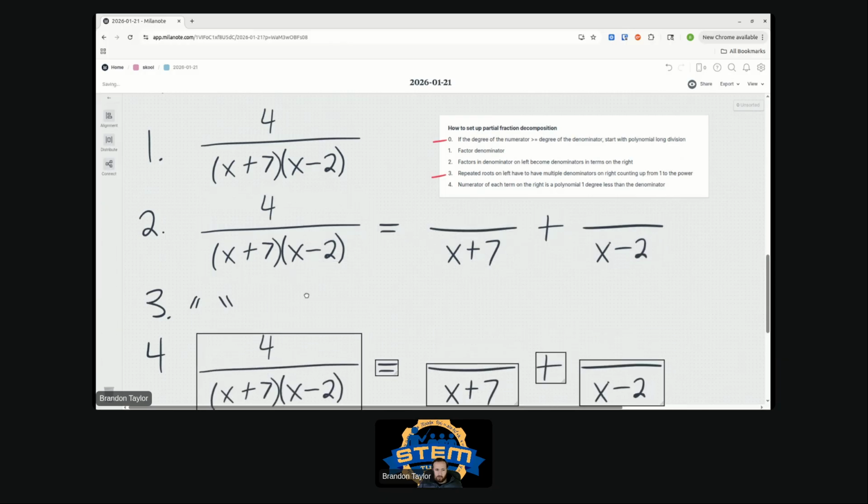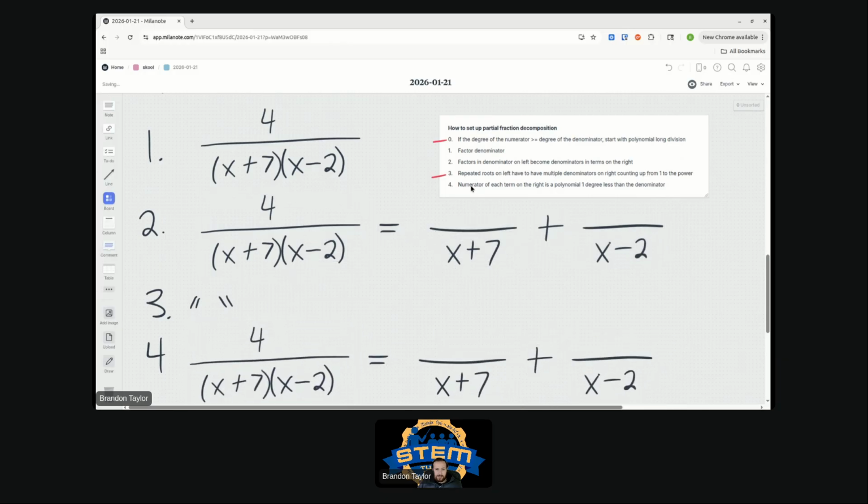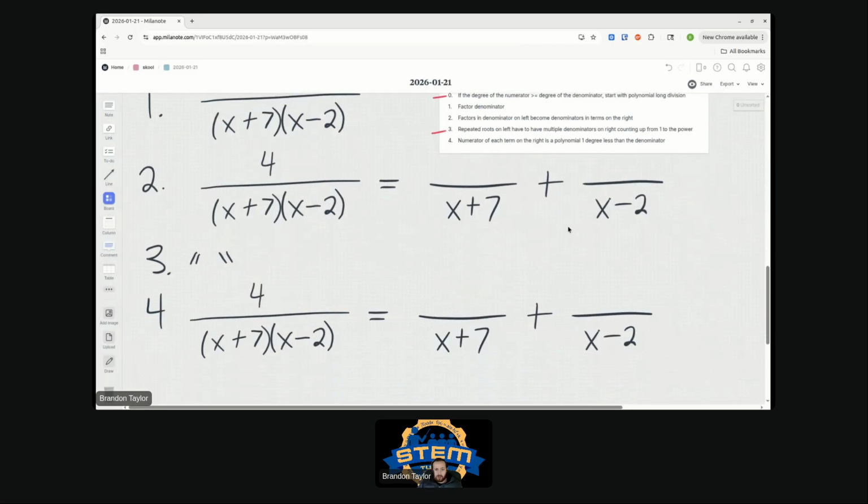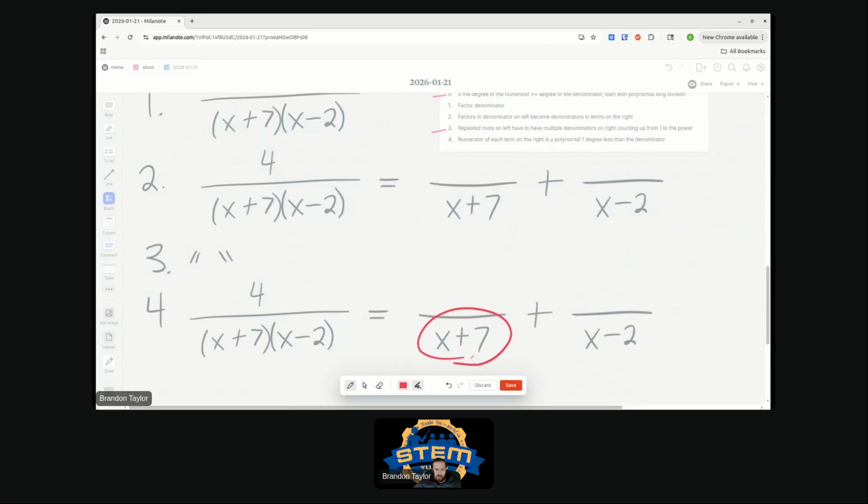And then now let's see this. So step 4 is the numerator on each term on the right. So like here, we haven't written the numerator yet. We're talking about these. The numerator of each term on the right is a polynomial 1 degree less than the degree of the denominator. So here, think about it. What's the degree of this polynomial? Hopefully it makes sense that it is just 0. Or sorry, I take it back, 1, right? Because it's like x to the 1 power, x to the 1 power.